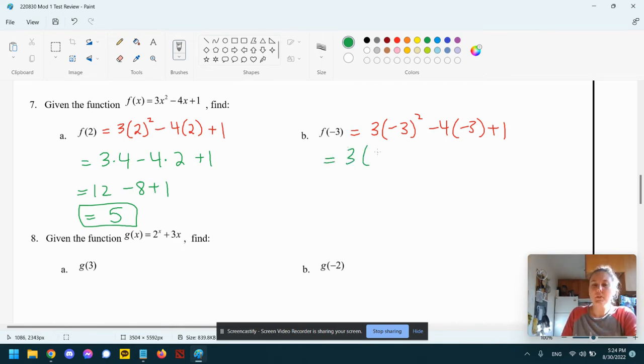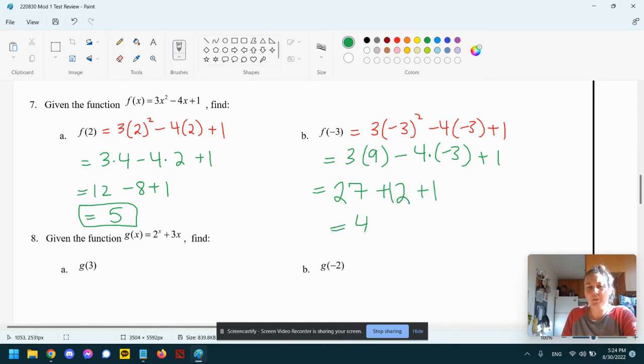Same thing here. Exponents first. Negative 3 times negative 3 is 9. Multiplication next. A negative times a negative is a positive. And then I actually add all this stuff up and get 40.